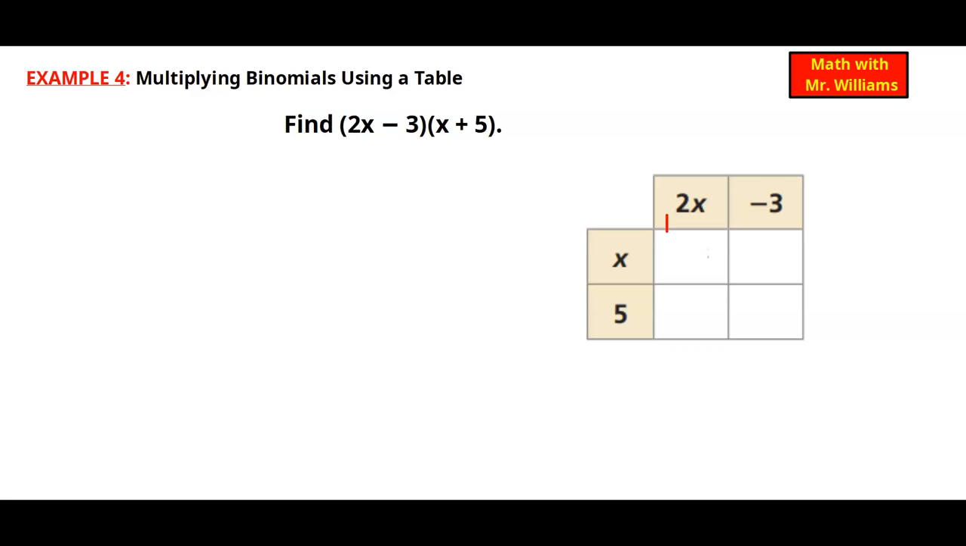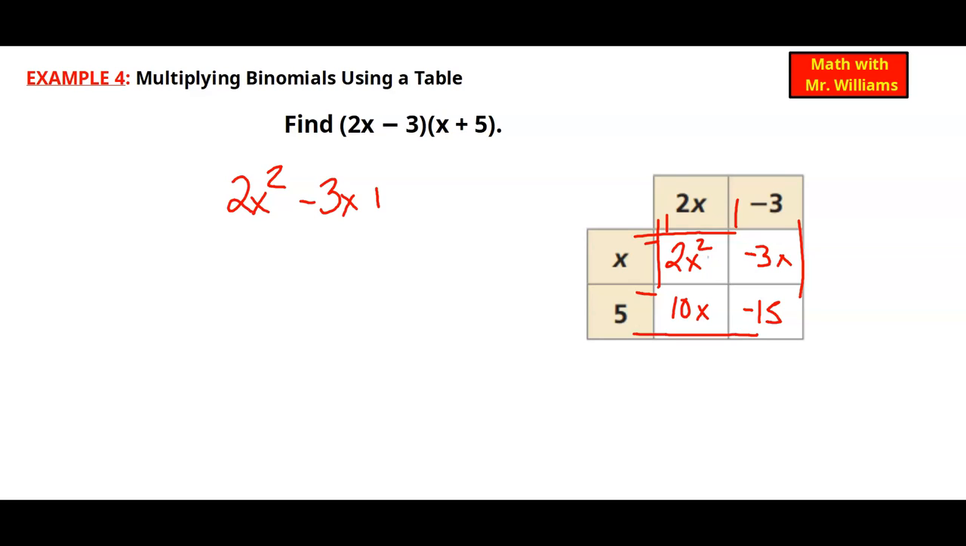If we combine these boxes at the joint, we see 2x squared when we multiply. Then let's go down this way. 2x times 5 gets us 10x. Then x times negative 3 is negative 3x. And over here, negative 3 times 5 gets us negative 15. Let's write those down now: 2x squared minus 3x plus 10x minus 15.